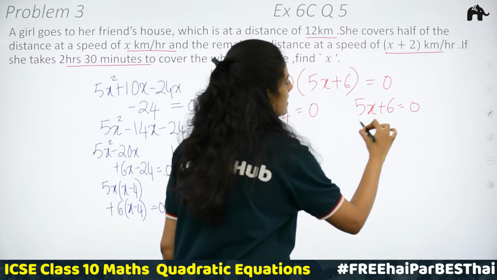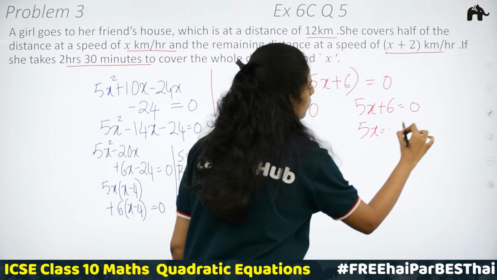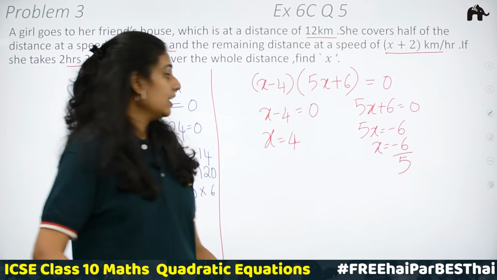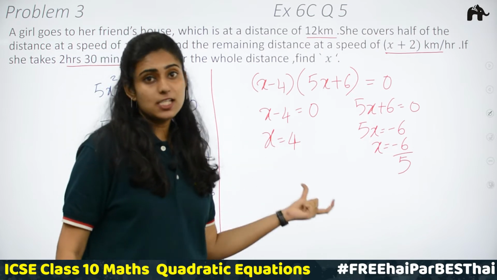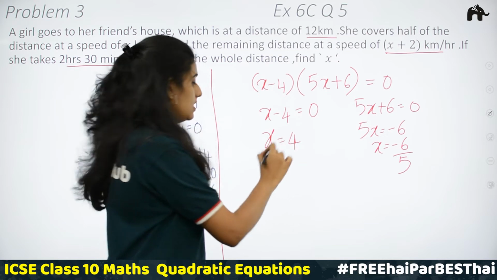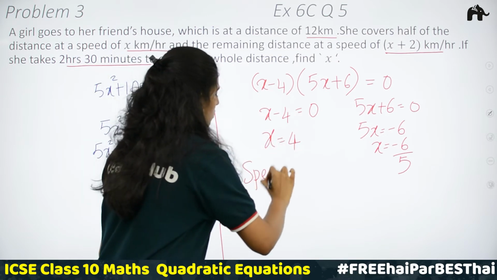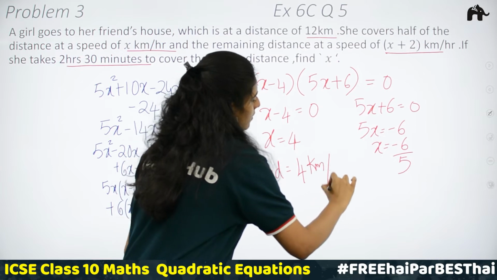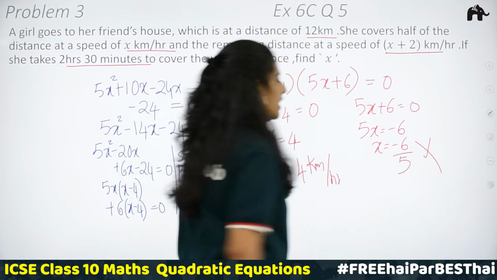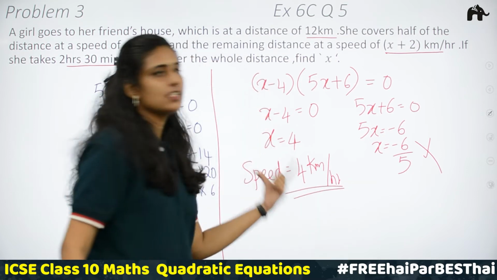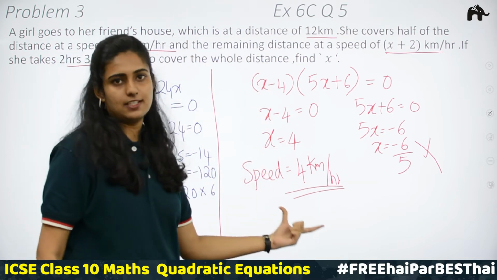5x plus 6 is equal to 0, 5x is equal to minus 6 and x is equal to minus 6 by 5. Here what is x? X is a speed. Speed cannot be negative. Therefore, speed should be positive. Speed is equal to 4 kilometer per hour and not the negative value. The negative value is neglected. Got it? This is the speed at which the girl travels the first half distance.